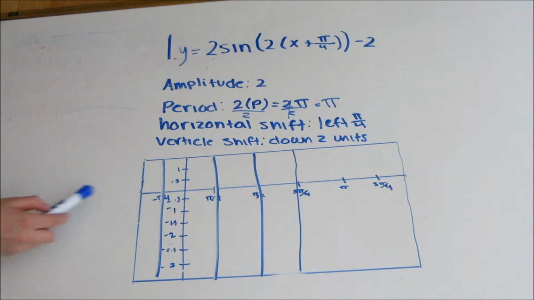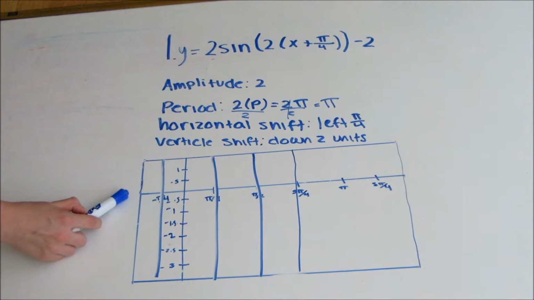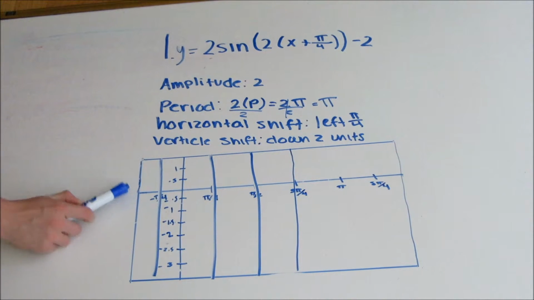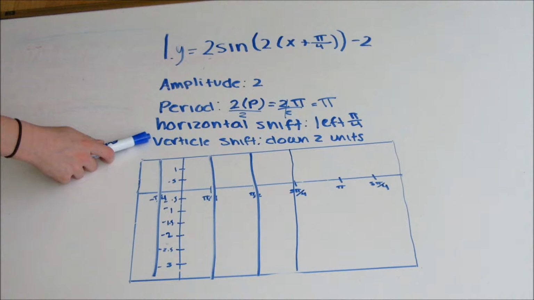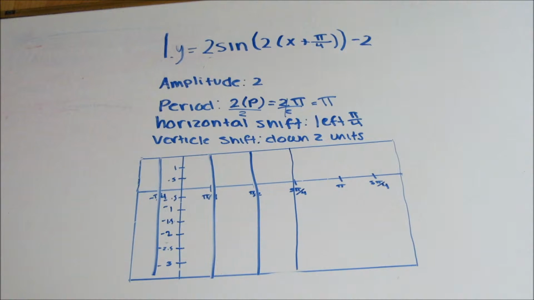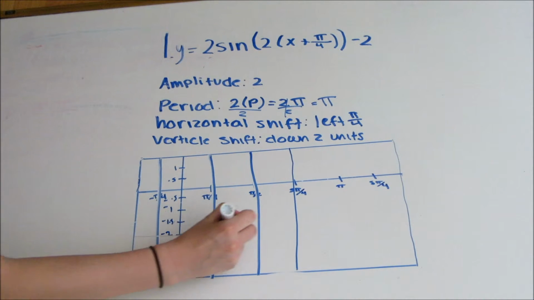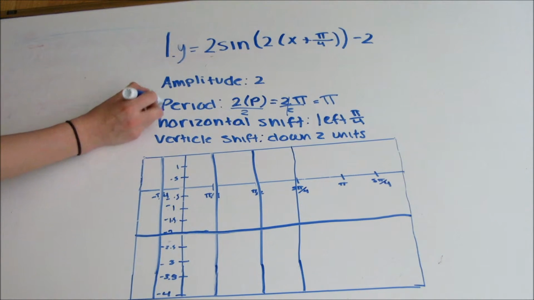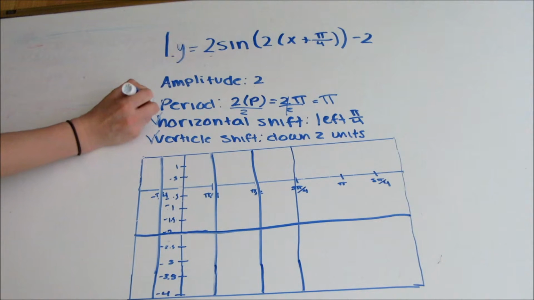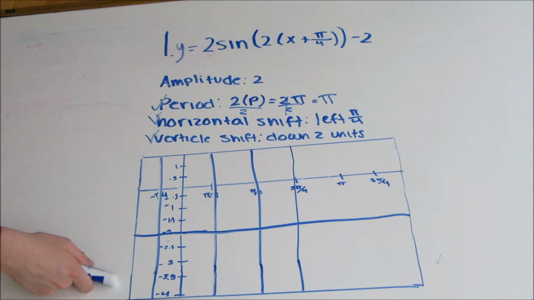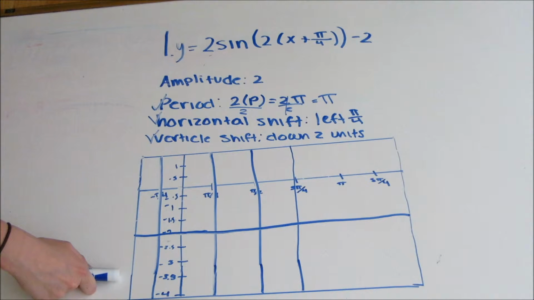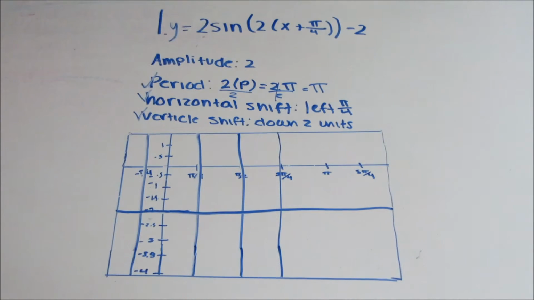Usually, the center of the graph is on the x-axis, otherwise known as the midline. However, what you see here is the vertical shift down 2 units. And so we're going to make our new midline at -2. So now that we've graphed the period, the horizontal shift, and the vertical shift, we're going to adjust our graph to fit the amplitude. As you can see, we've extended it down one more point to make it to -4.